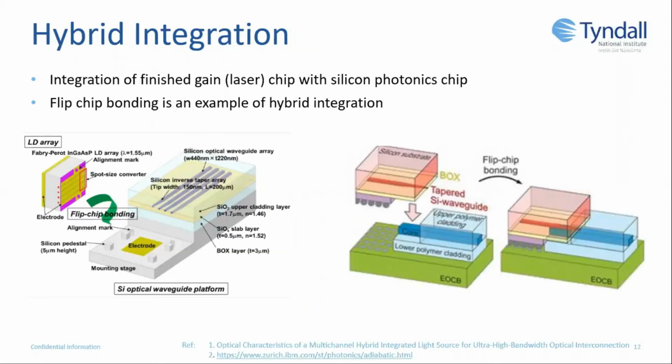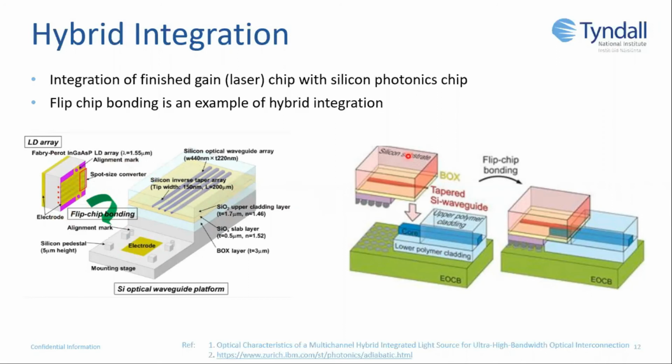So hybrid integration is the third heading of photonic integration. And this is the integration of a finished gain chip with a silicon photonics chip. And this is usually done through flip chip bonding. So you can see here to the left that there's an array of InGaAs lasers on this chip. And it's going to be aligned up and flip chip bonded with this silicon chip that contains an array of tapered waveguides.